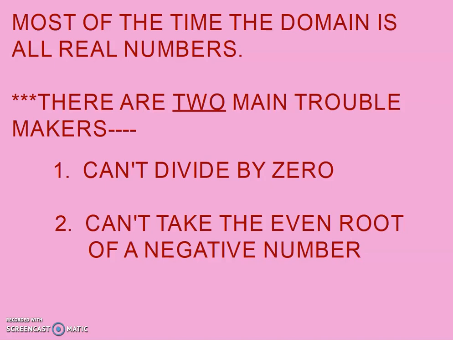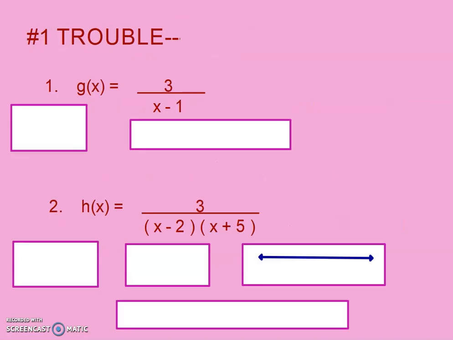So when we look at a function, we're going to decide, do we have a fraction or do we have a radical with an even index? If the answer is no, then our domain is going to be all real numbers. If our answer is yes, then we've got to troubleshoot our 2 troublemakers. So here's our troublemaker number 1.